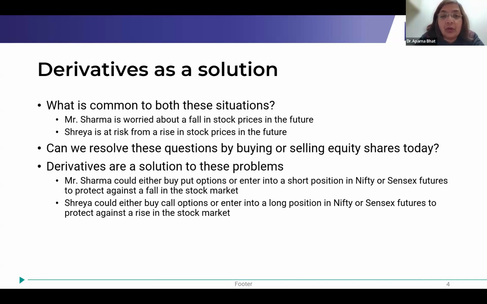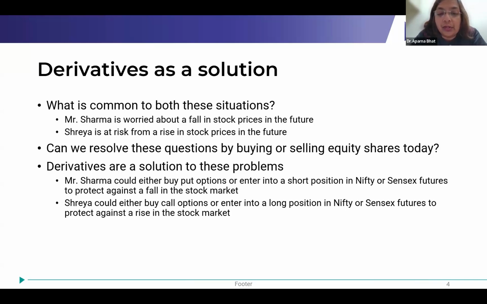Shreya is worried about a rise in the market, right? So what could she do? She could either buy call options or she could take a long position in Nifty futures or Sensex futures. Okay, so both these alternatives: call options and futures, right?